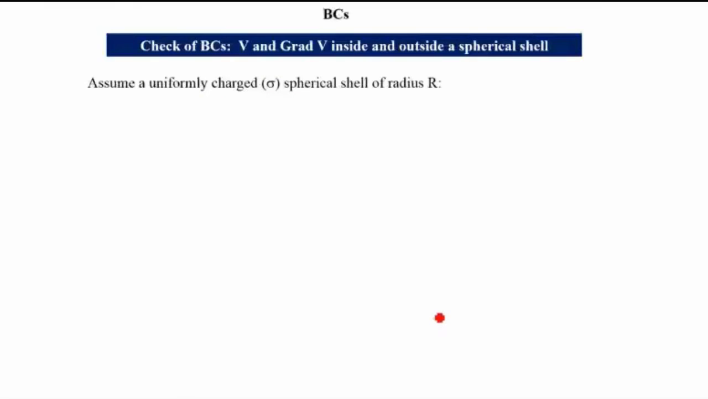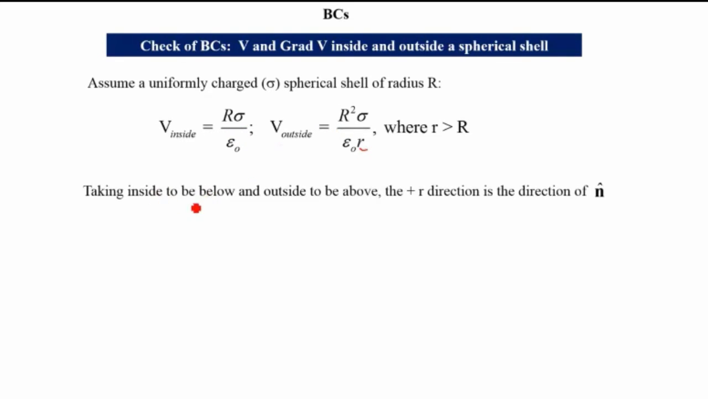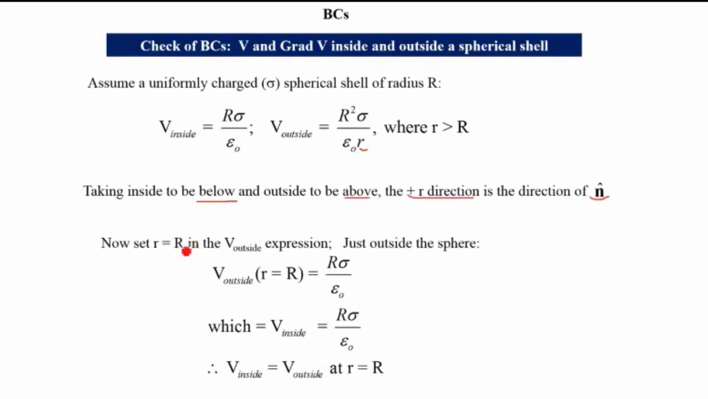Taking our equations, so I'll just repeat, here are the two equations. So here we have outside, here we have inside, and I've changed Z to little r. If we take inside to be below and outside to be above, then the plus r direction is the direction of n hat. We set little r equal to R, which is the boundary, and we do that for both expressions. We only actually have to do it for outside. So outside, setting r equal to capital R, we get this quantity right here. But if you look at what it is inside, this was what we derived. This is the V inside, the constant value.